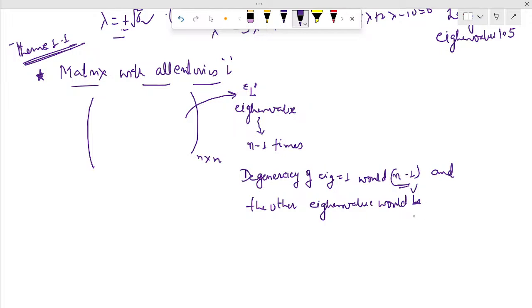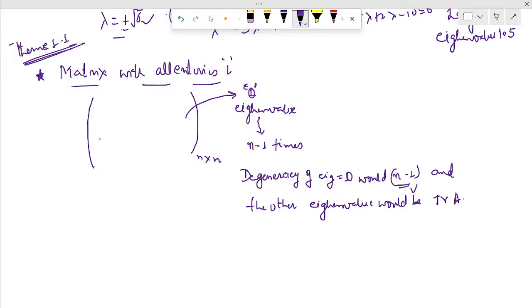Sorry, one of the eigenvalues would be 0, and it would be repeated n minus 1 times. Is that clear? The first thing is clear. And the other eigenvalue would be simply the trace of the matrix.